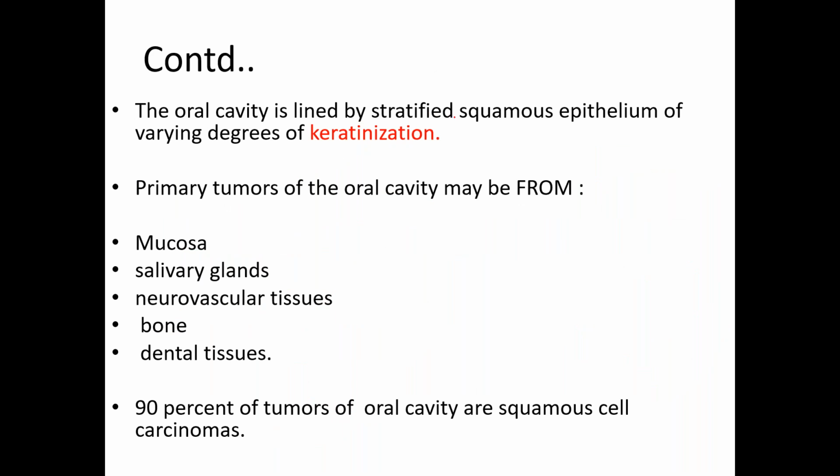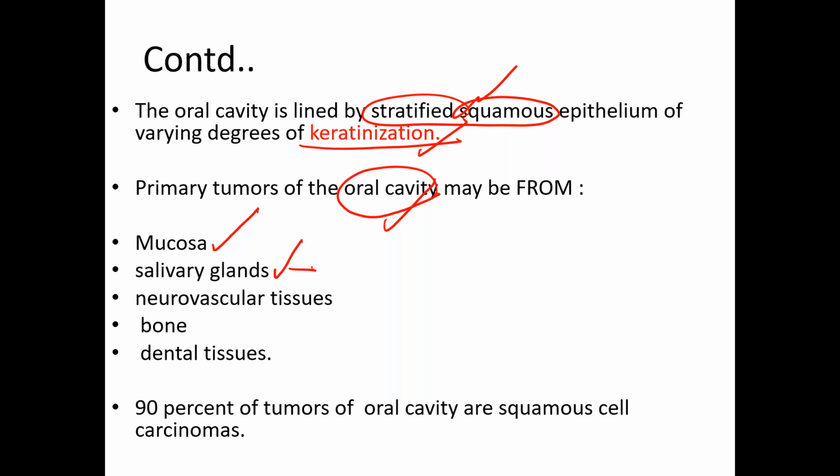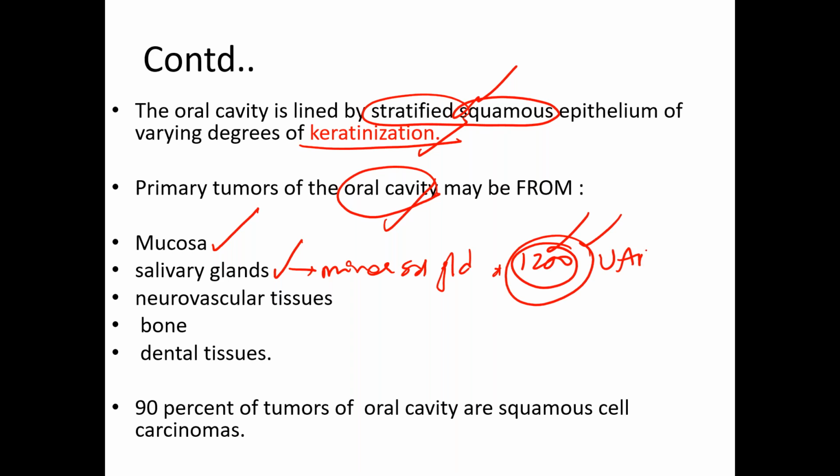The oral cavity has stratified squamous epithelium. I already told you, based on keratinization it will be there. Primary tumors of the oral cavity can come from mucosa, and can come from salivary glands, especially minor salivary glands. There are nearly 1200 minor salivary glands all over the upper aerodigestive tract. UADT is called the upper aerodigestive tract.